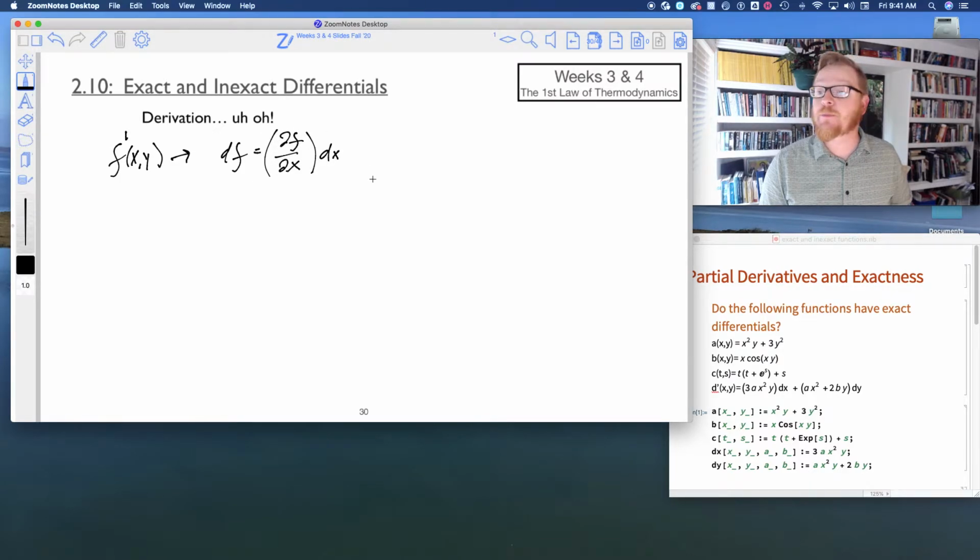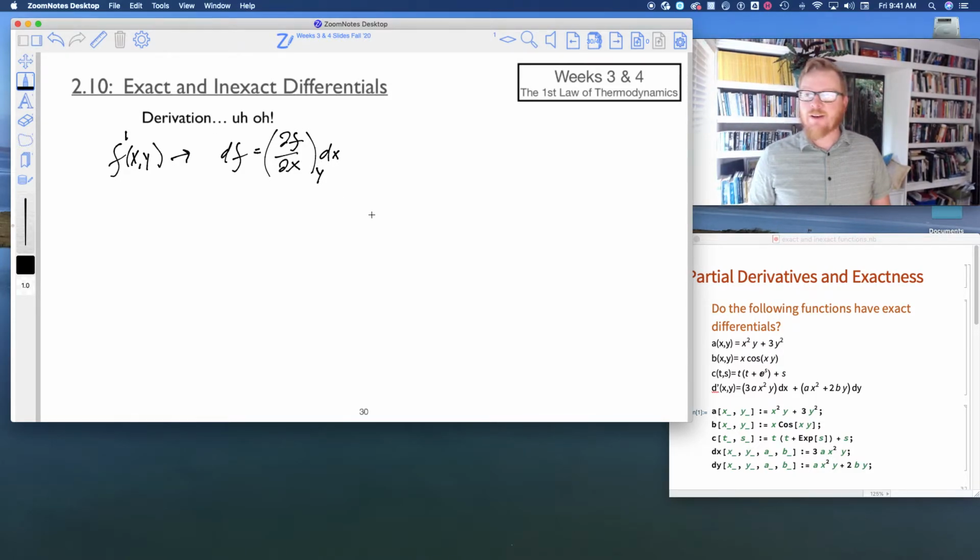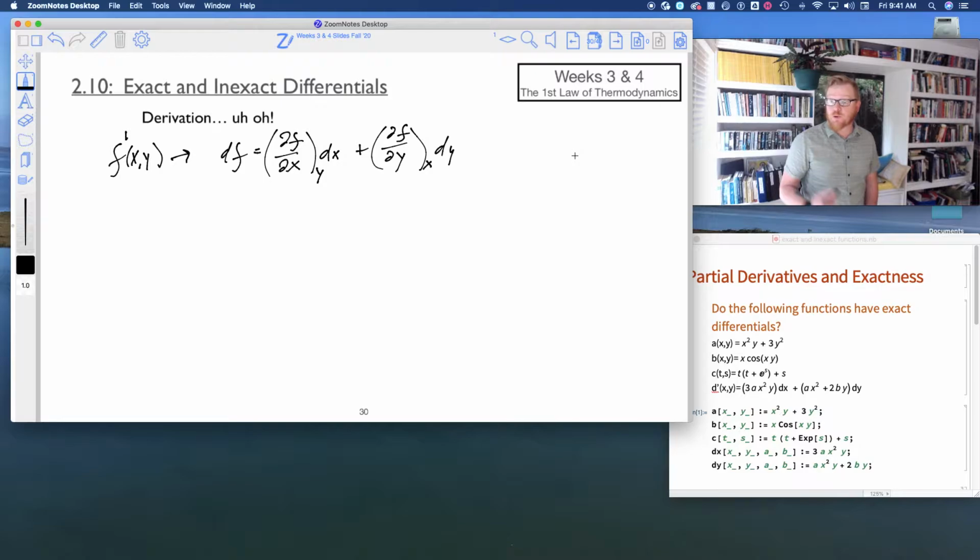dx, and it is implied that in this differential y will be held constant, but in chemistry we like to put that variable down there to indicate that it's being held constant, okay? Plus the partial of f with respect to y at constant x times dy. So this will be the total differential of f.